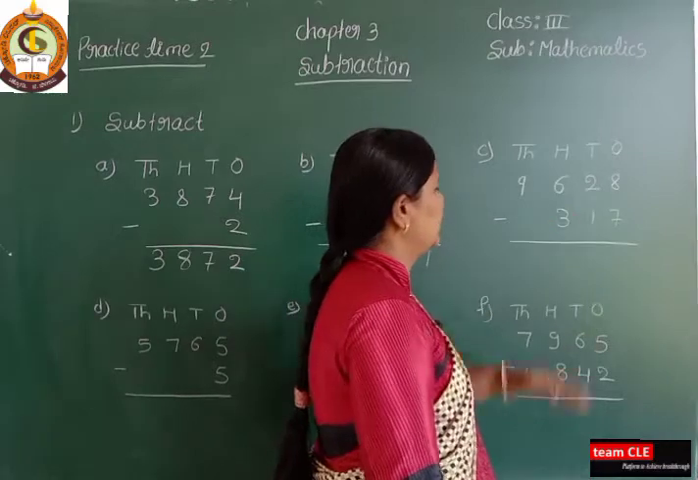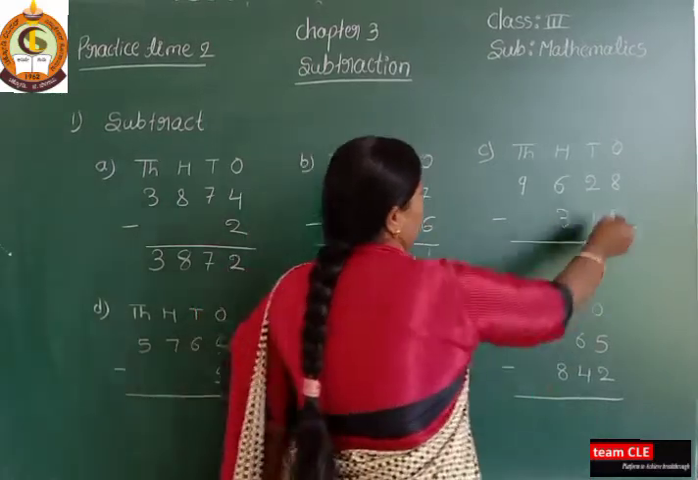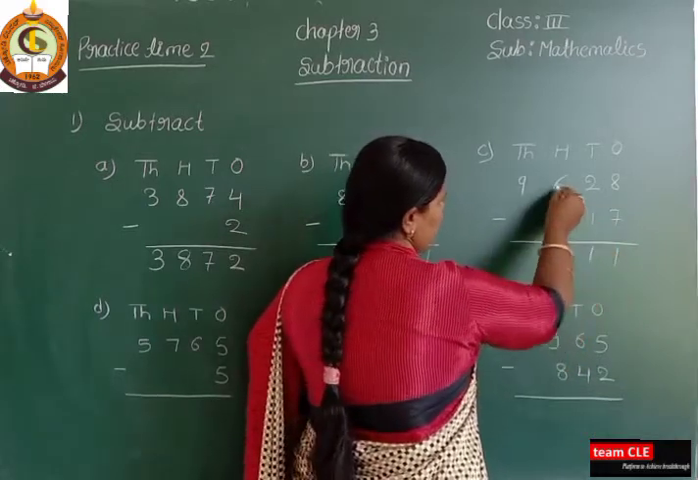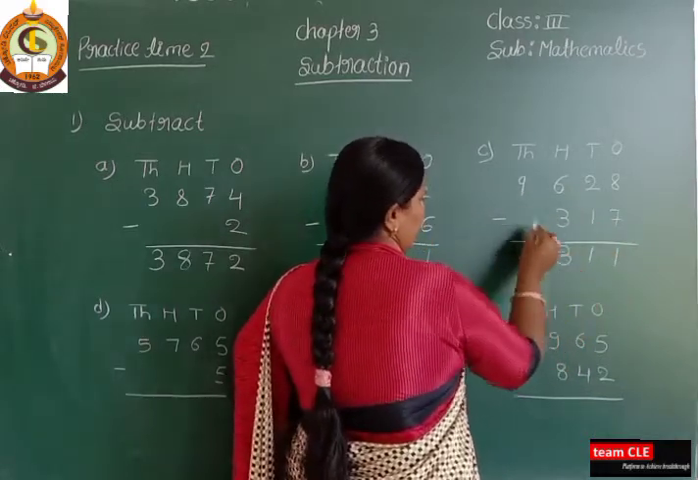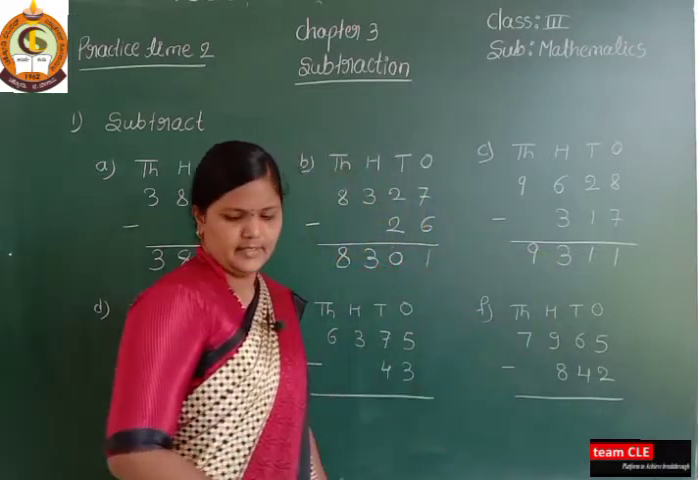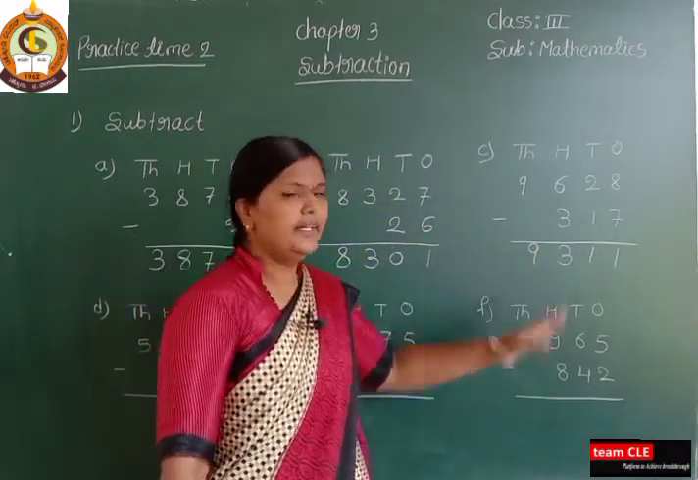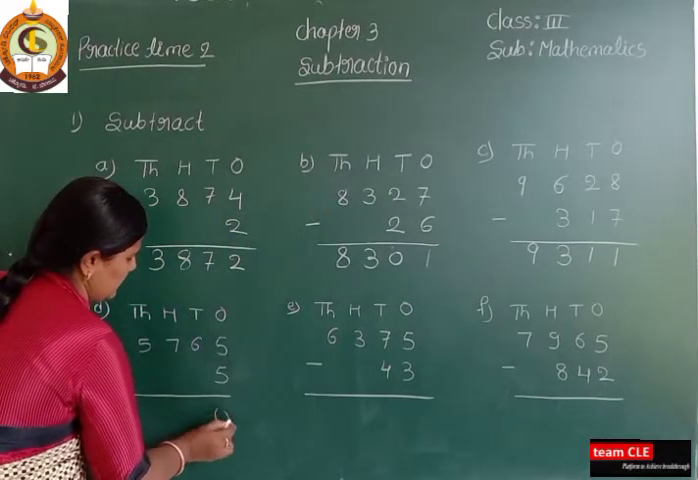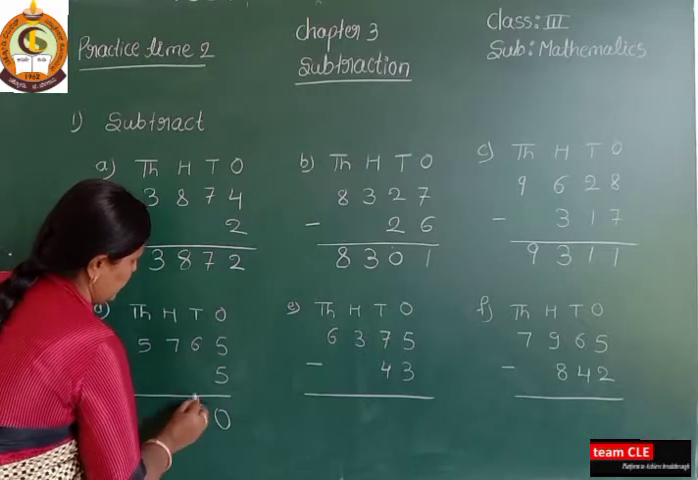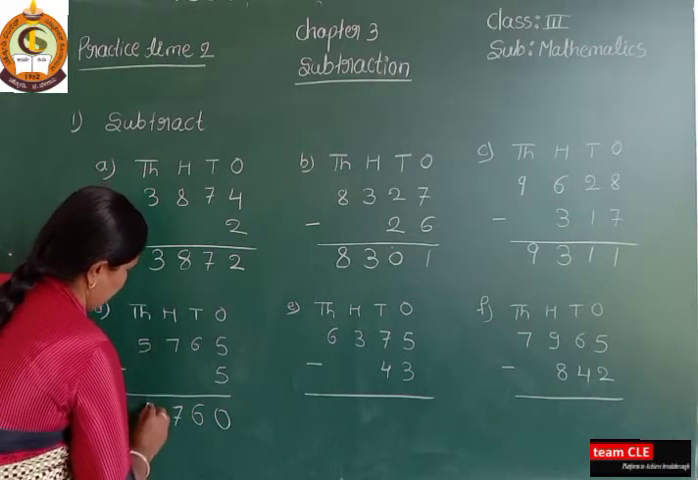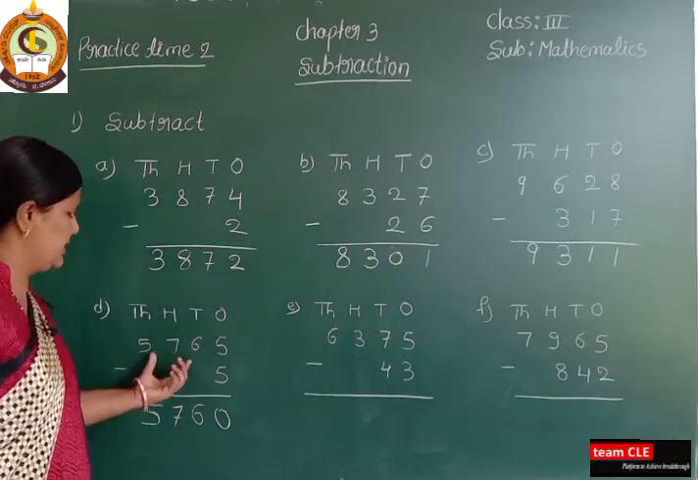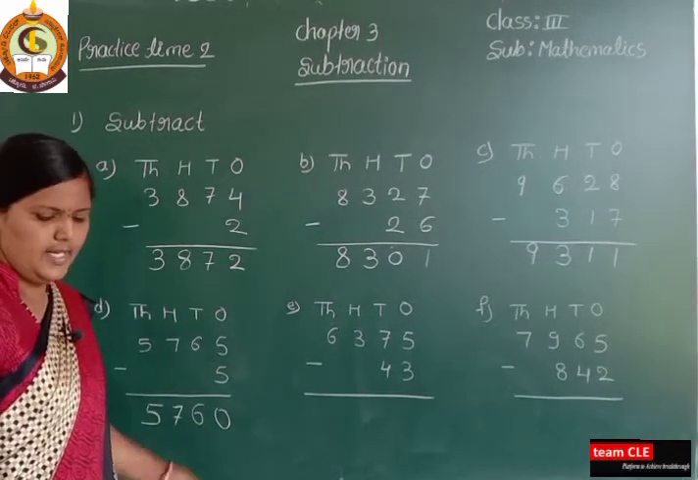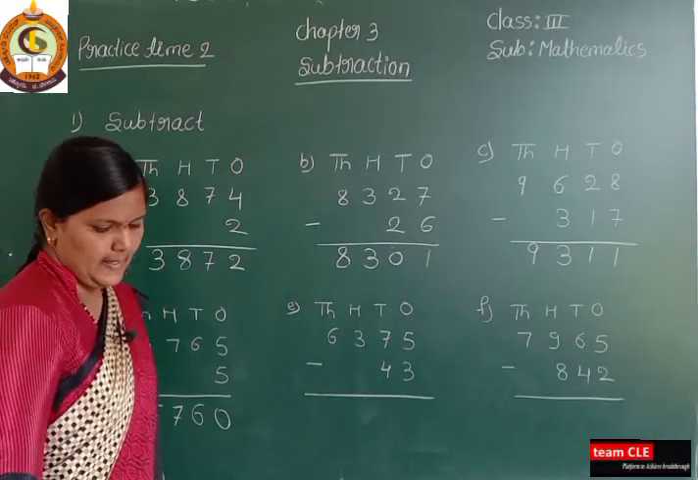9628 minus 3017. 8 minus 7 is how much? 1. 2 minus 1 is 1. 6 minus 3 is 3 and write here 9, that is 9311. Okay, next, 5 minus 5 is 0, 6, 7 and 5. You have to write these three numbers as it is. So the answer is 5760.